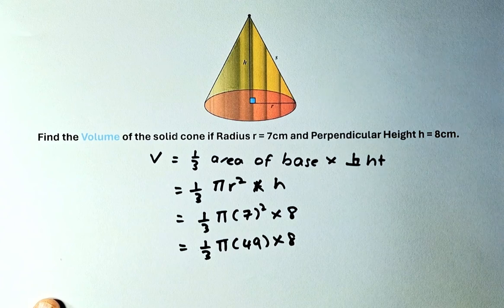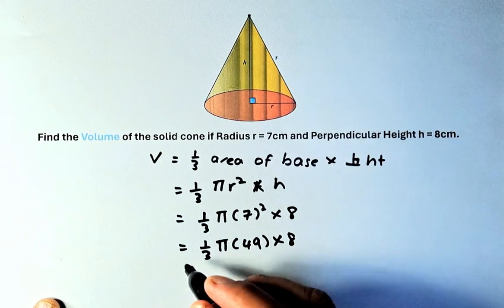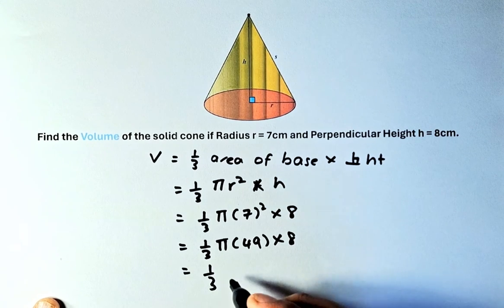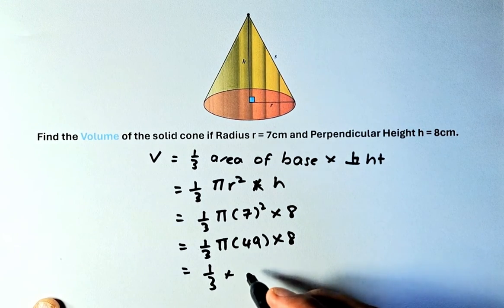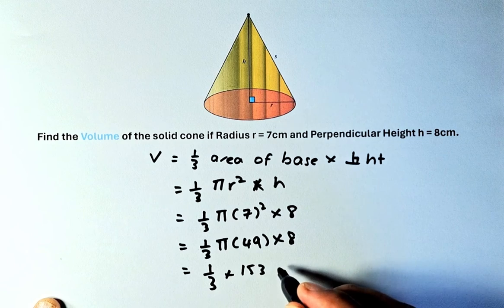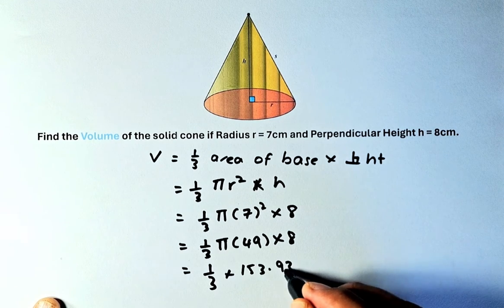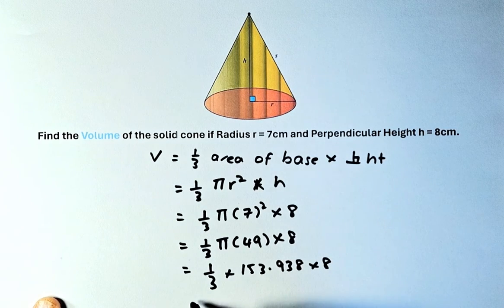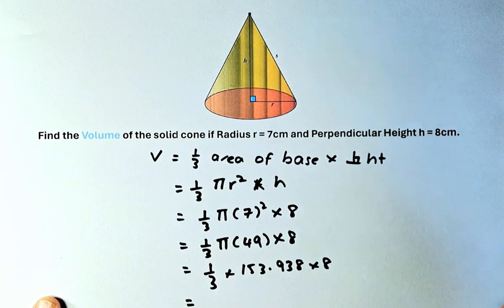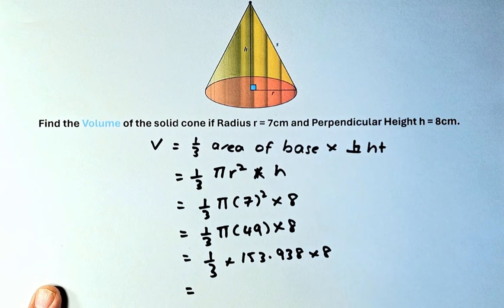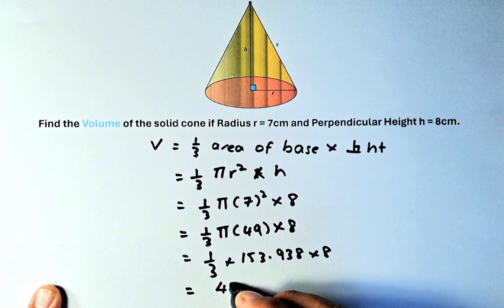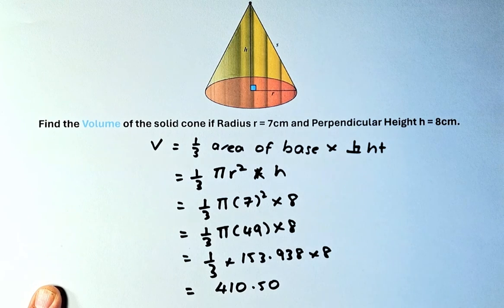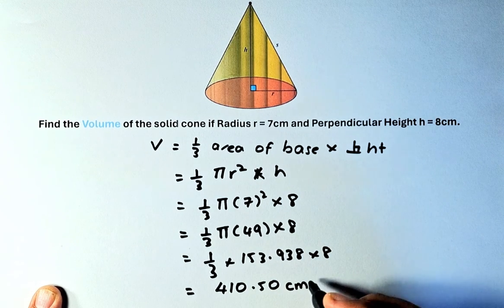The first part of the answer, 1/3 multiplied by pi times 49, is going to be 153.938. As I said, round to 3 or 4 dp, and multiply by 8. And last but not least, you're going to put in the answer. I'm going to bring it up a bit. So just put it in a calculator and the answer should give you 410.50. And this time, because it's a volume, the unit will be centimeter cubed.